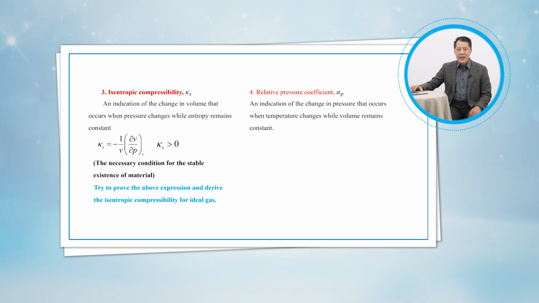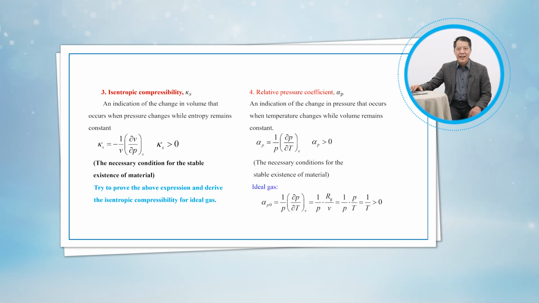Finally, let's talk about the relative pressure coefficient. Its unit is the reciprocal of that for temperature. The relative pressure coefficient should be larger than 0, which is the necessary condition for the stable existence of working fluid. For ideal gas, the relative pressure coefficient is 1 over T.